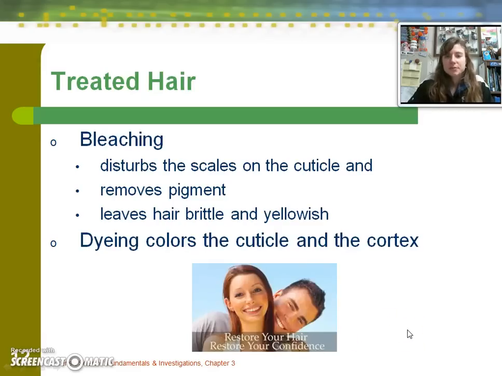So, in terms of changes that humans can impose on their hair, bleaching is one of those changes, which will actually disturb the scales on the outside of the cuticle and remove pigment, and can leave it kind of brittle. Also, dyeing hair will change the color of both the cuticle, the outermost layer, and the cortex, the middle layer.